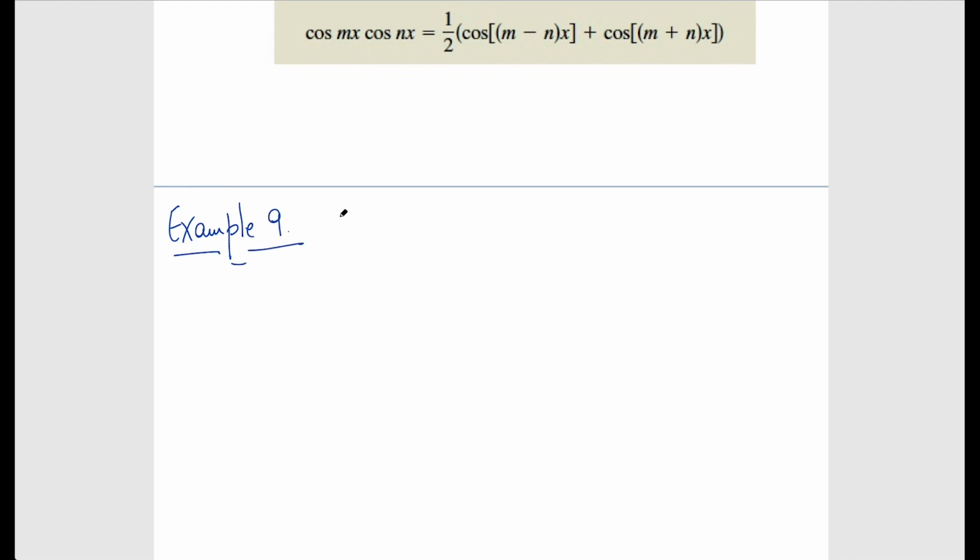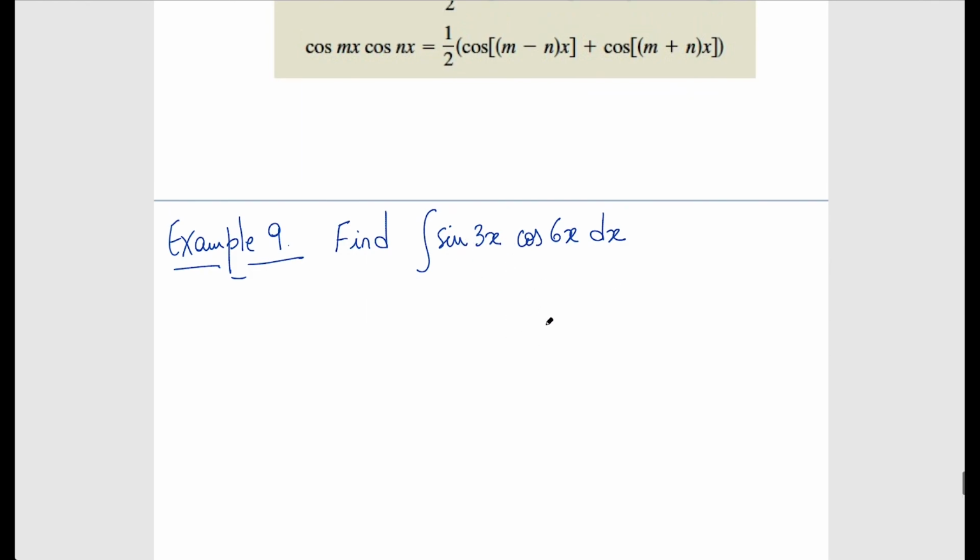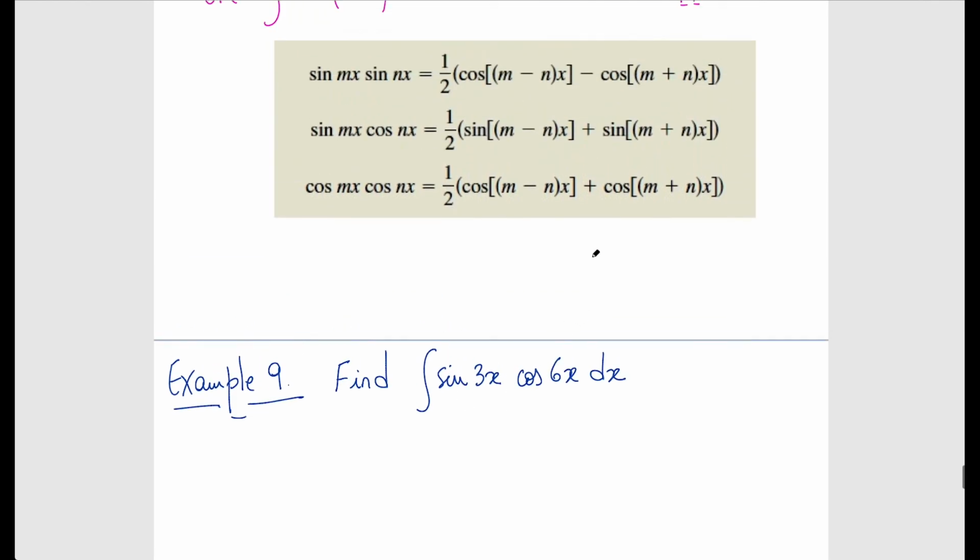Okay, so find the integral of sine 3x cosine of 6x dx. All right. Sure, we can use integration by parts here to actually evaluate this, but it would be much easier to use one of these properties that are mentioned in this box here, right? Namely, I'm talking about this guy, okay?